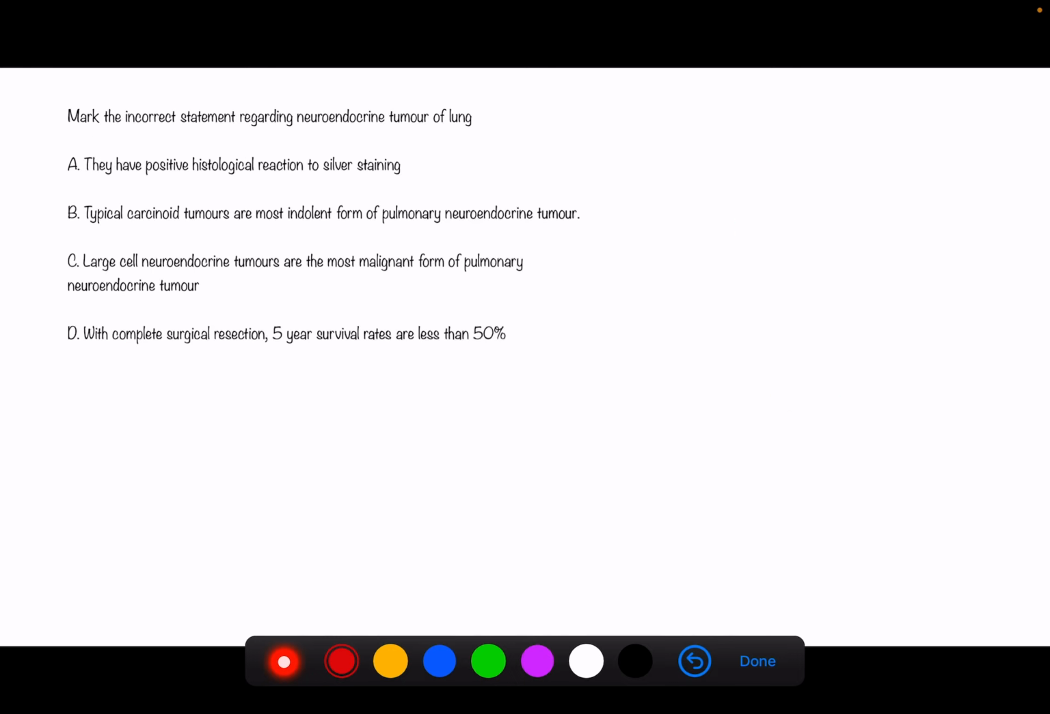Moving on to the next concept. We have to mark the incorrect statement regarding neuroendocrine tumors of the lung. Mostly we are talking about carcinoids. So before answering, we need to know certain facts about carcinoids: these carcinoid tumors have a positive histological reaction to silver staining. That is, they stain positive with silver stain. They're also chromogranin positive.